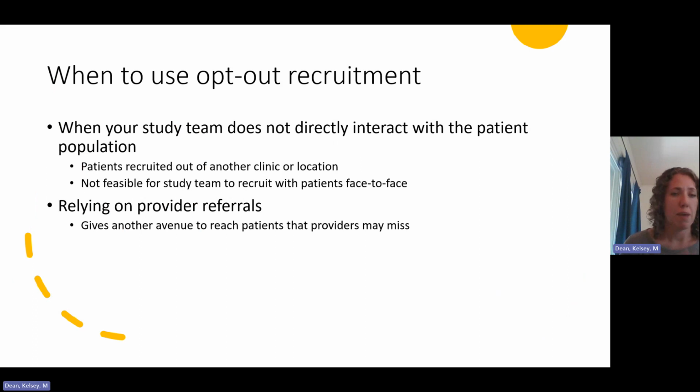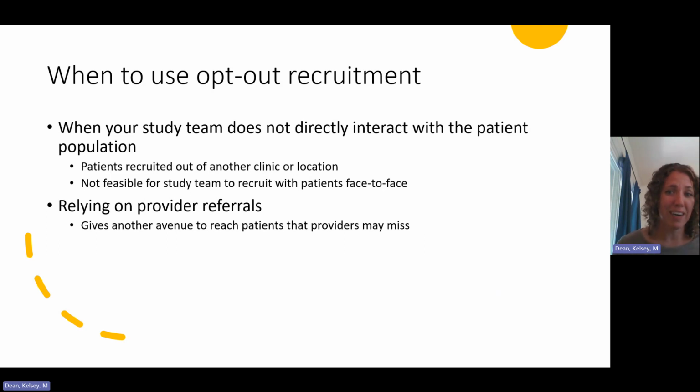So the best type of study to use this for is when you or your study team are trying to recruit out of a population that you don't normally have face-to-face interaction with. So that's most commonly when you are partnering with another clinic and you're trying to recruit those patients out of that clinic. So the best practice would be to have your study team there in clinic, approaching people while they're there for appointments, talking to them about the study face to face in real time.